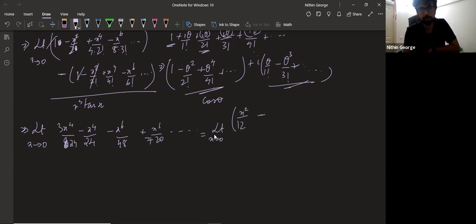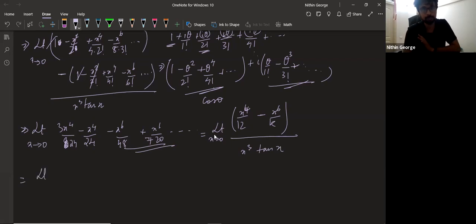Then here you will get x power 6 by k. I'm not even calculating this. This is x power 4 here. And then here below, what do we have? I have x cube by tan x, right? So I'm leaving tan x as it is because I know the tan x by x formula.